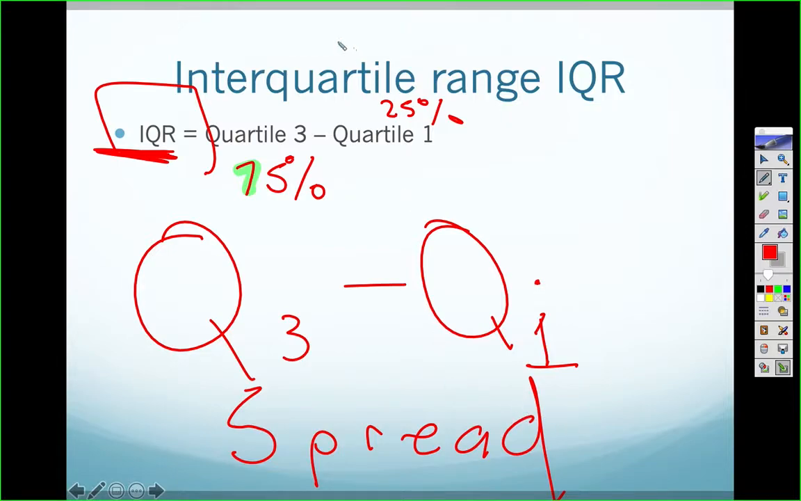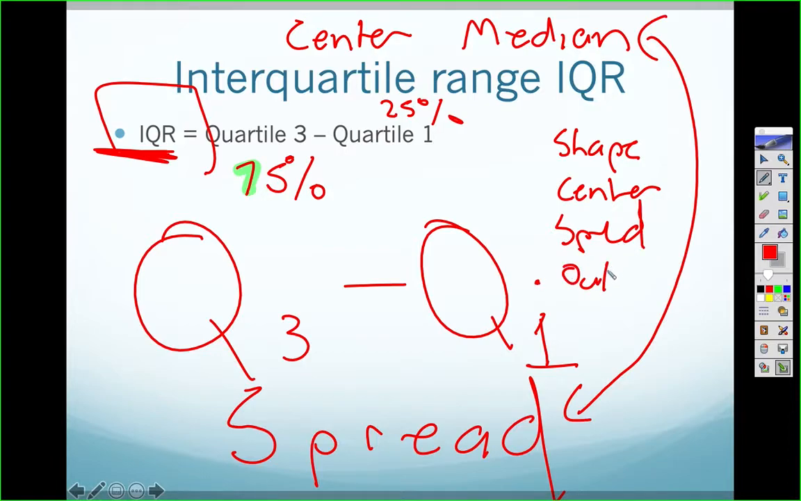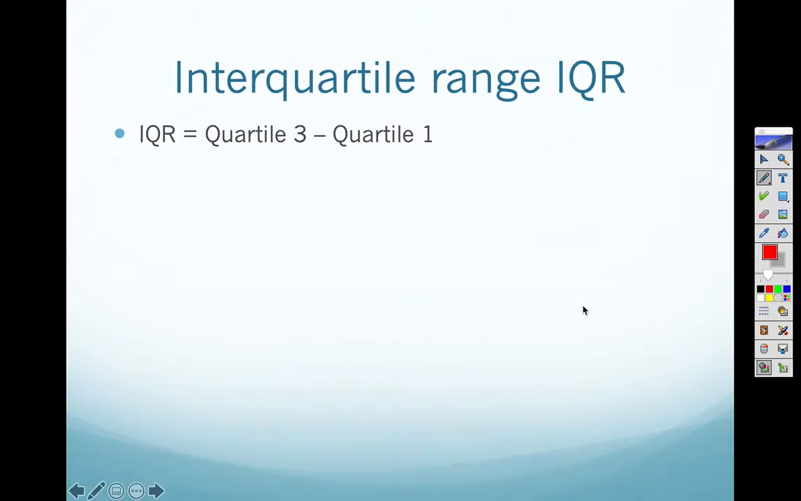So the center is the median, and the measure of spread that goes with the median is the IQR. Remember, when we talk about data, we are looking for the shape, the center, the spread, and outliers. We're going to get to outliers today too. But those are the 4 things that describe a distribution. Let's see it in action.